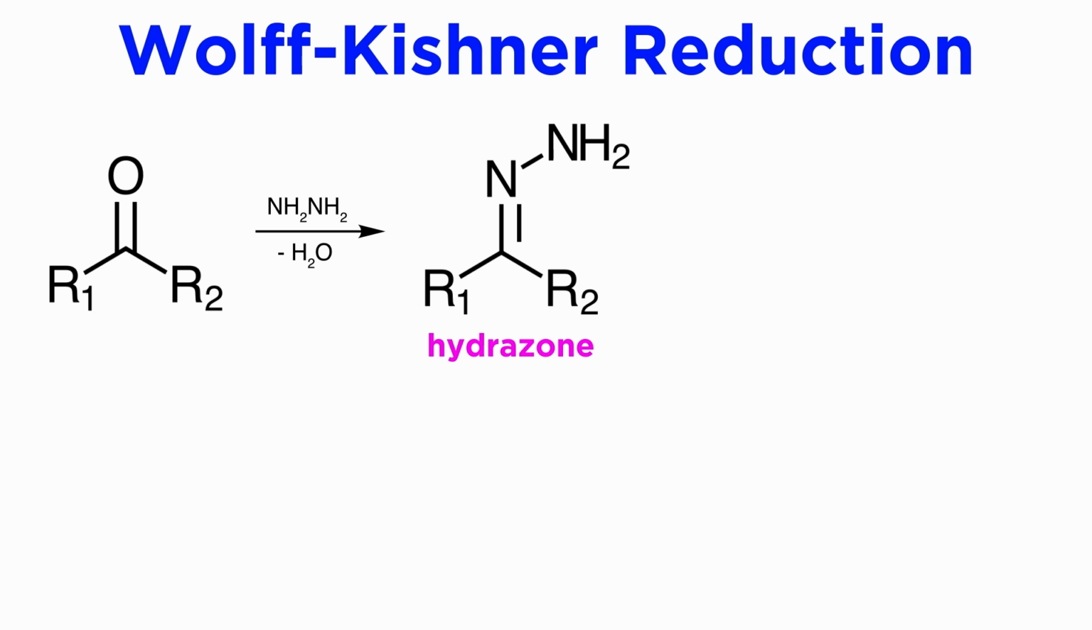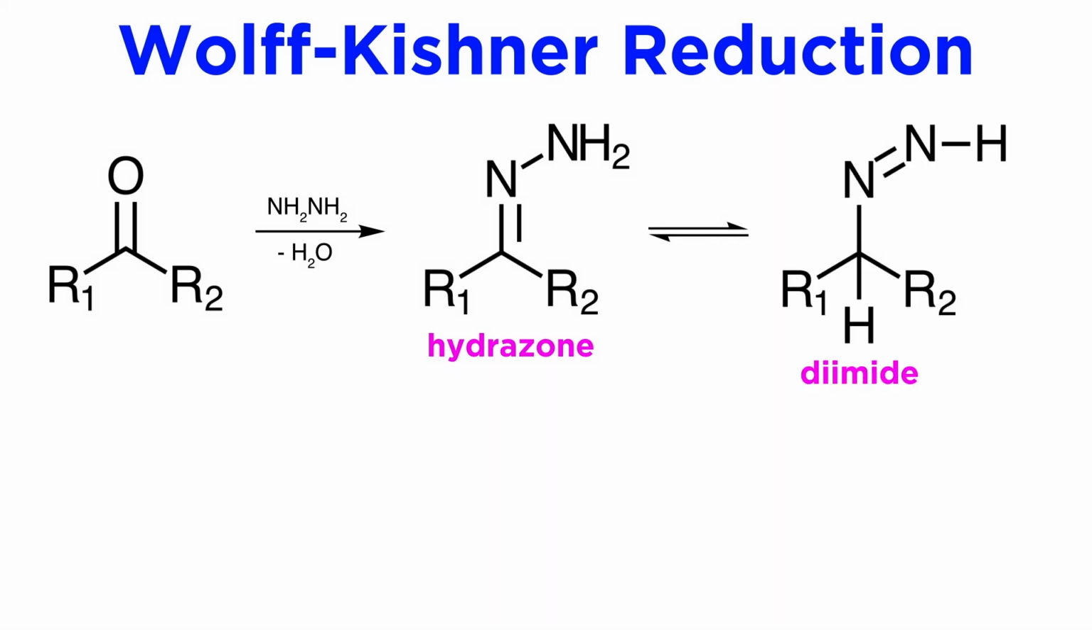The only difference is that instead of an imine, we will call this a hydrazone, because the nitrogen participating in a double bond to carbon is also connected to another nitrogen, so it is a different functional group. Now, hydrazones are in equilibrium with a tautomeric form, the diimide, and this equilibration is catalyzed by base. Notice the additional proton on this carbon in the diimide tautomer, as well as the double bond between the nitrogens.